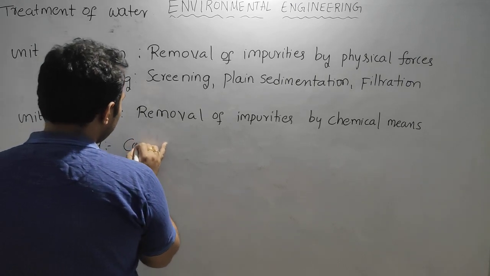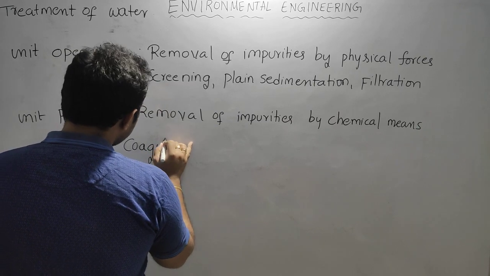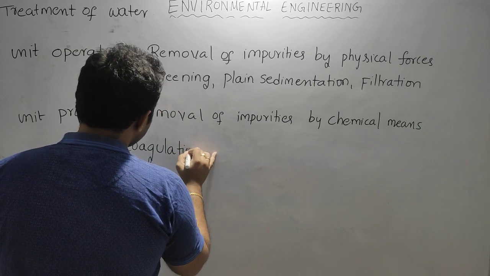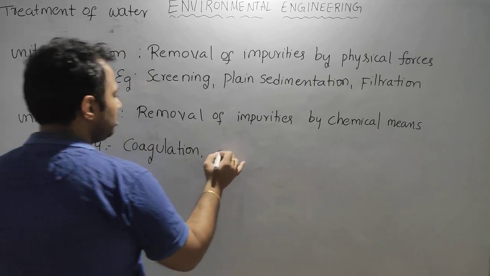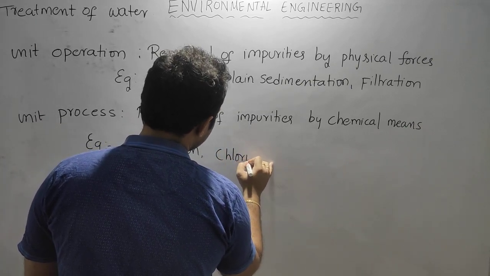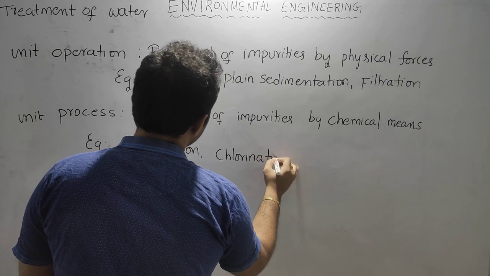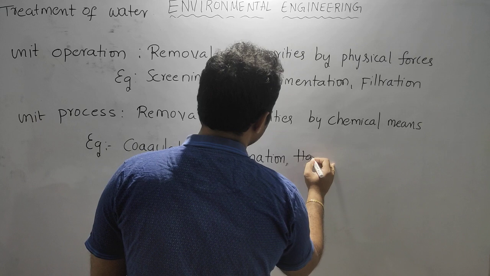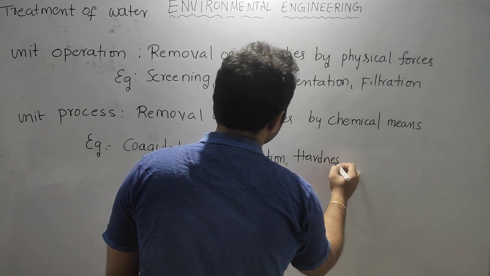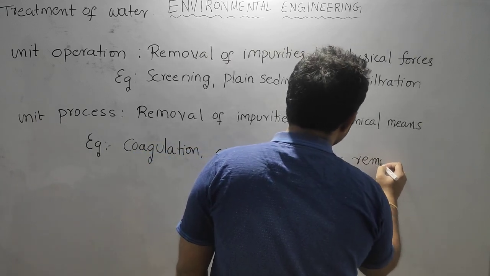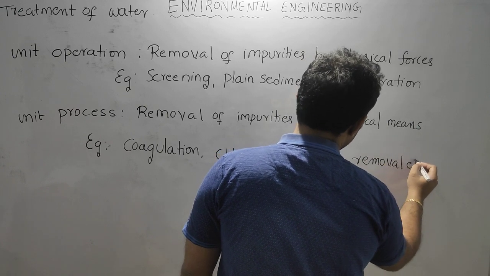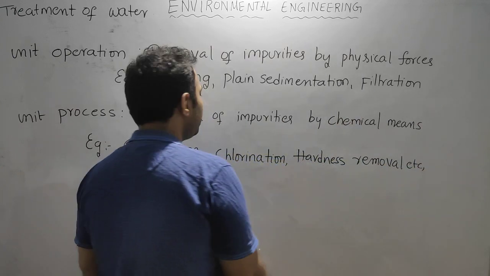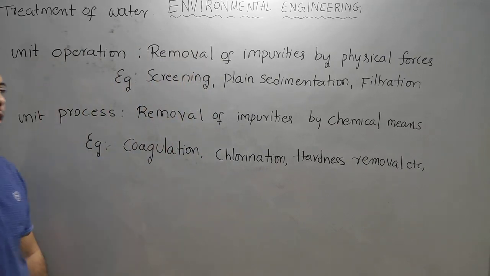Examples are coagulation and chlorination, removal of hardness, etc. So these are all chemical unit processes where we use chemical means to remove the impurity. Okay, chemical processes are involved in this.